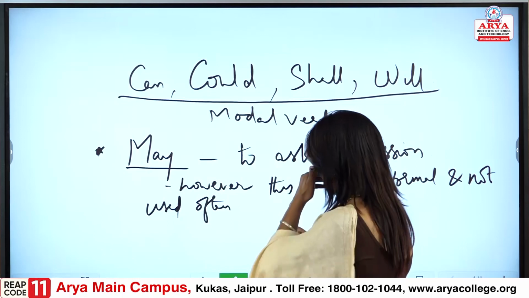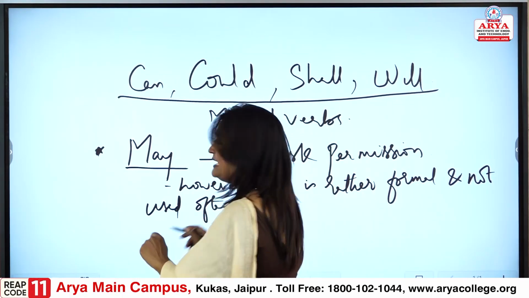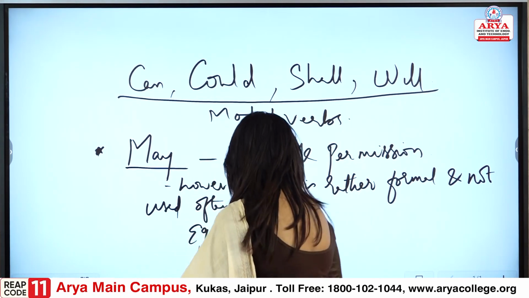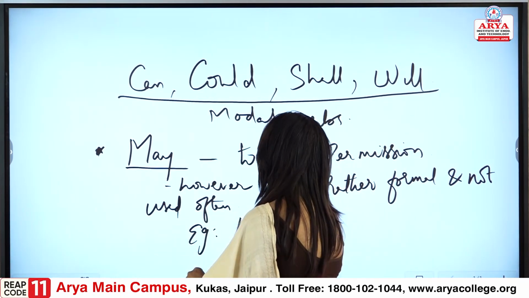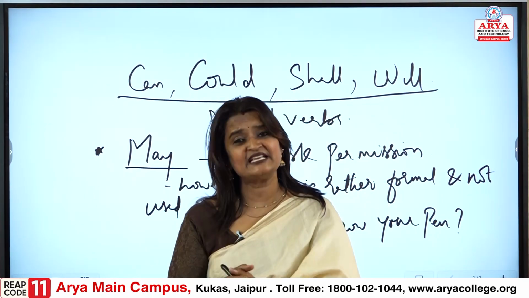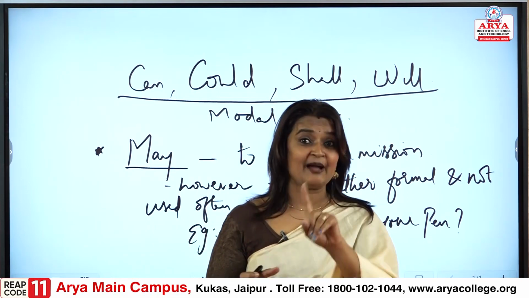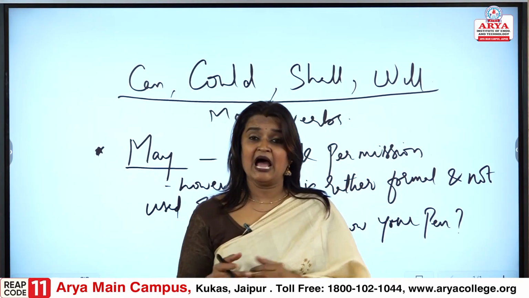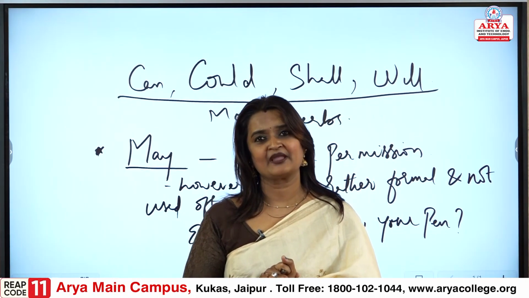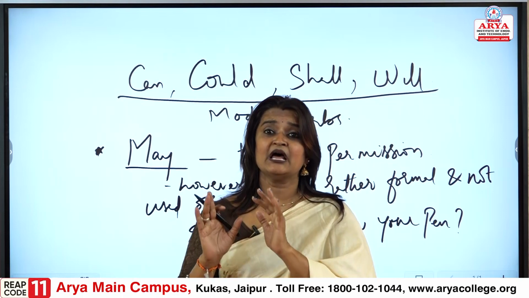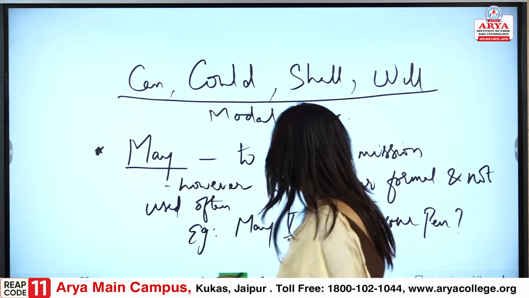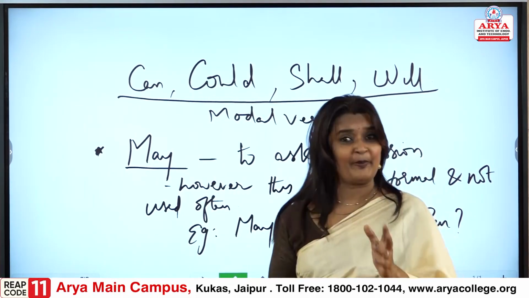Fine. Let me give you some examples. May I borrow your pen? Here we are requesting a person. I am not saying, can I borrow your pen. When I say can I, it is in a demanding form that I am asking. May is a more requesting form and a formal way of asking. So again, may I borrow your pen?